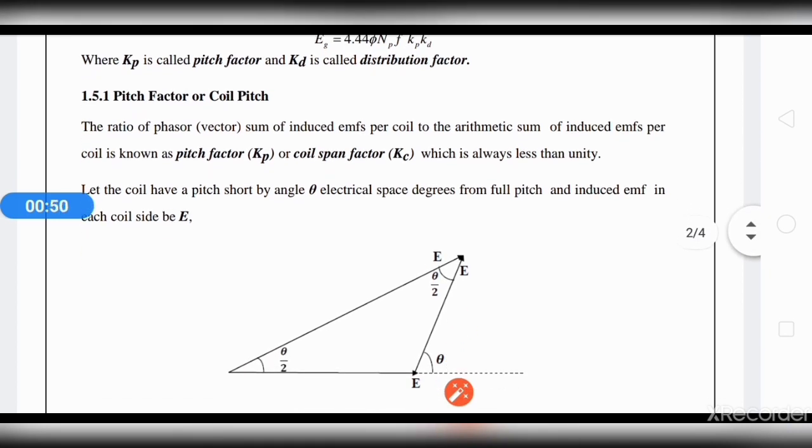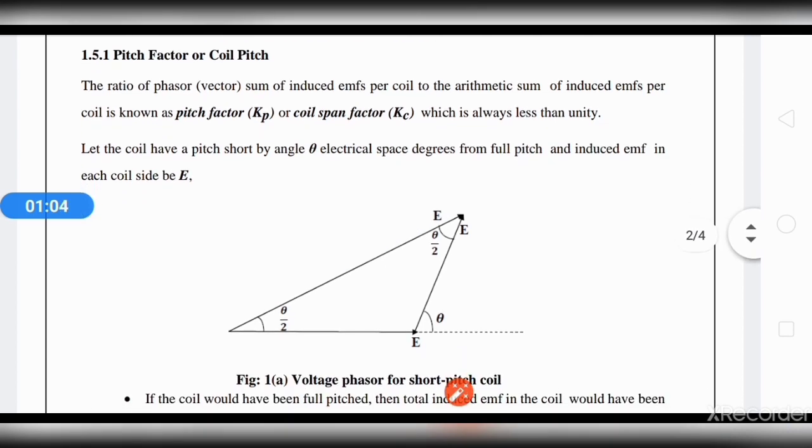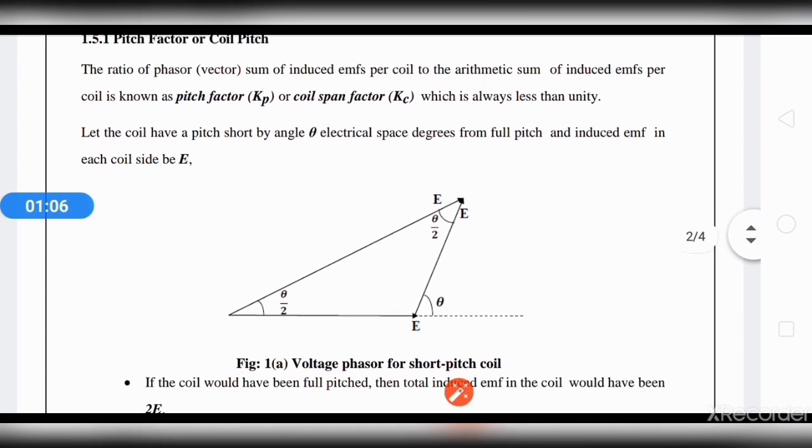Pitch factor is nothing but the ratio of the phasor sum of induced EMF per coil to the arithmetic sum of the induced EMF per coil. This is known as pitch factor or coil span factor. It is always less than unity.